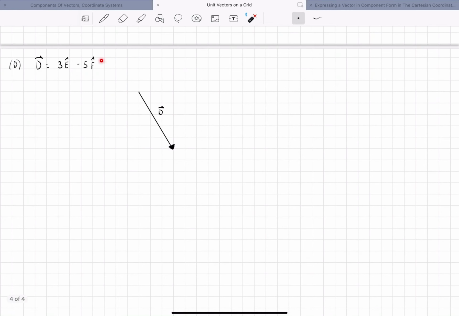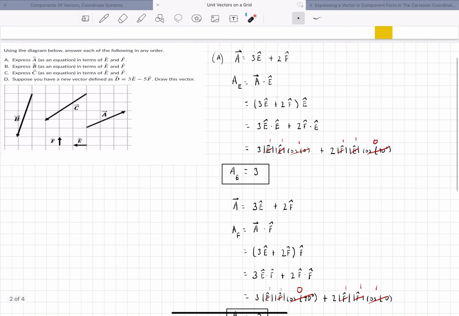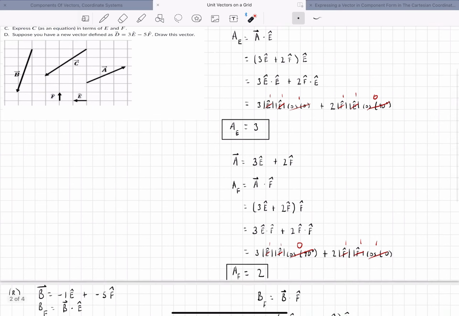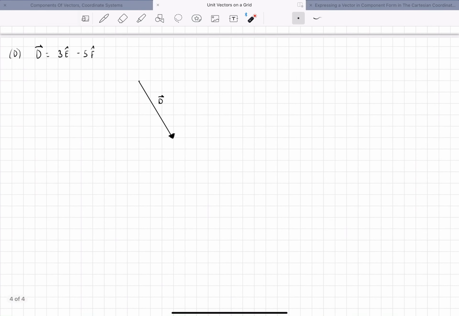And then for the last part, we're asked to suppose you have a new vector defined as vector D equals 3 E hat minus 5 F hat, and we're asked to draw this vector. So starting here, I'll count 3 squares to the right in the positive direction, 1, 2, and 3, and then it's -5 in the F direction, so go down 5 squares, 1, 2, 3, 4, and 5. So this vector is pointing down slightly to the right. And that is all for this assessment. Thank you.